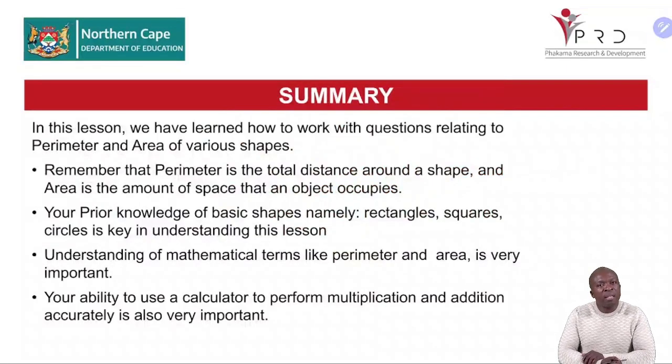All right. So let's summarize and see what we have learned so far. In this lesson, we've learned how to work with questions relating to what? Perimeter and area. Very important. Remember that perimeter is the total distance around the shape. Area is the amount of space occupied by a 2D shape. For all this to make sense, your prior knowledge about mathematical concepts, basic calculations, and your idea about rectangles, squares, triangles are absolutely vital. Mathematical terms, understanding them, they go a long way.